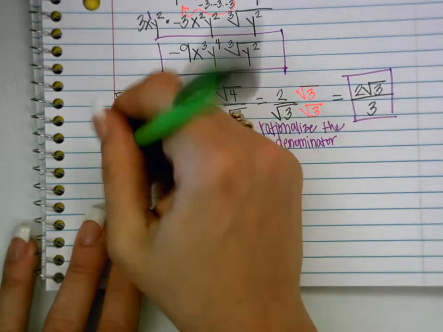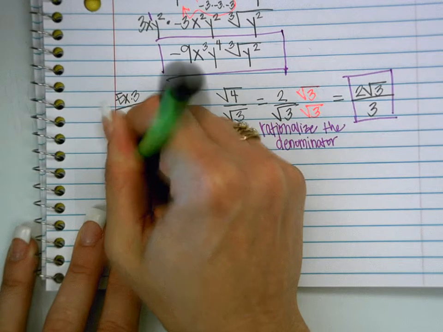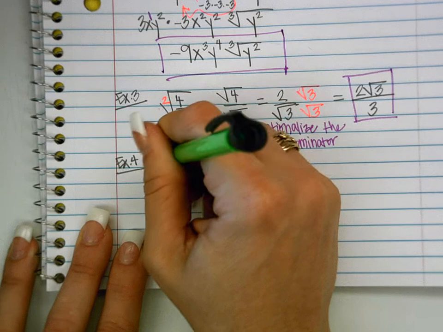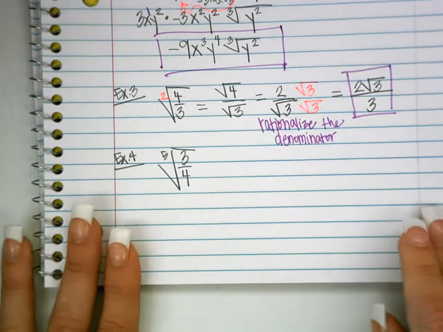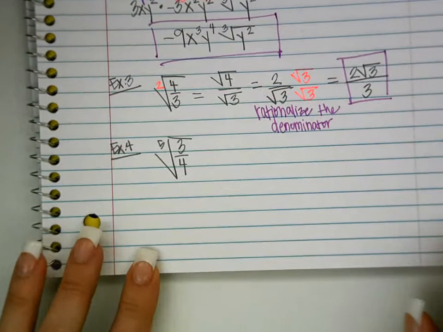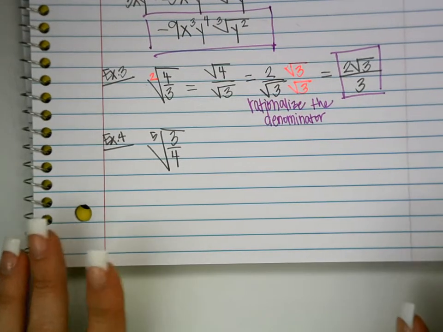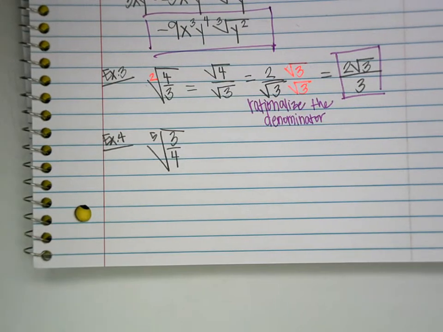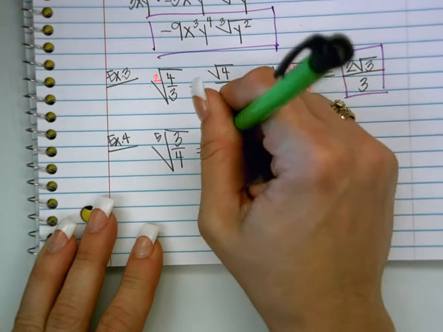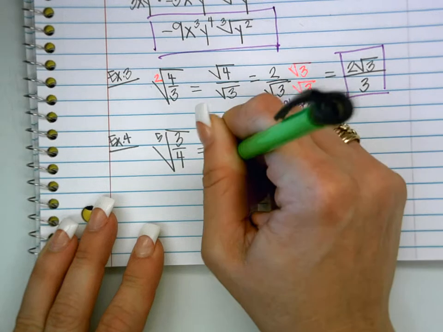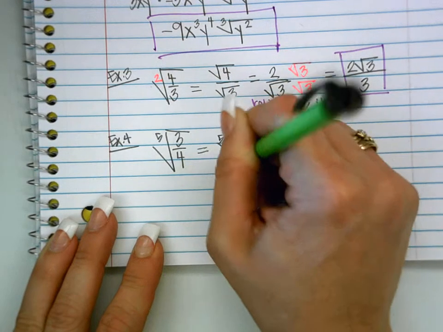Okay, let's try another one like that. Number 4. For number 4, I'd like you to simplify the 5th root of 3/4. So again, first thing you want to do is try to reduce. Can 3 over 4 reduce? No. Next thing you want to do is break this into 2 little roots. So 5th root of 3 over the 5th root of 4.